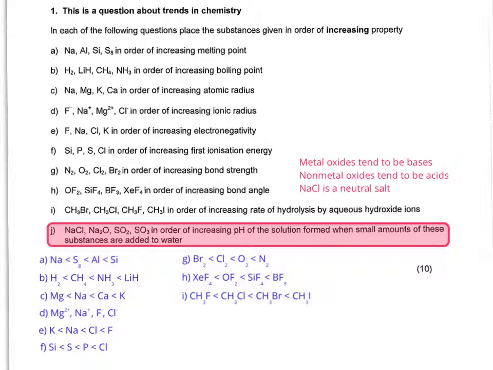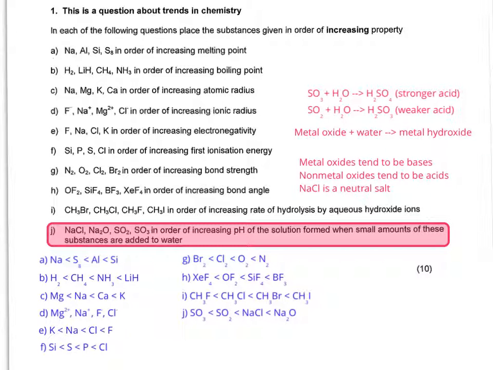So in this next one, we need to take into account some of our knowledge from our first year. Metal oxides tend to be bases, non-metal oxides tend to be acids, and sodium chloride is a neutral salt. And the fact behind this metal oxides being bases is that metal oxides react with water to make a metal hydroxide. So that allows us to deal with Na2O and NaCl, because NaCl is a neutral salt.